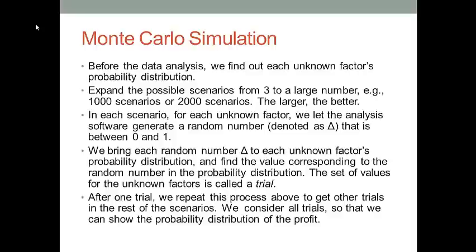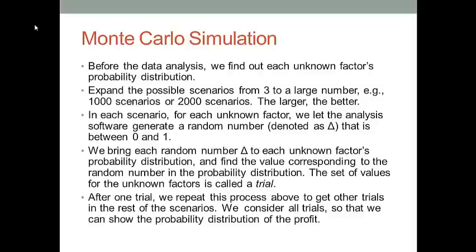First, before the data analysis, we want to find out all unknown factors in the question. More important, we want to find out each unknown factor's probability distribution. In our case, we have 3 unknown factors. They are the direct labor cost per smartphone, the part cost per smartphone, and the first year demand of the new phone. After we identify these 3 unknown factors, we want to do a little more research about each factor and find out the probability distribution for each unknown factor.